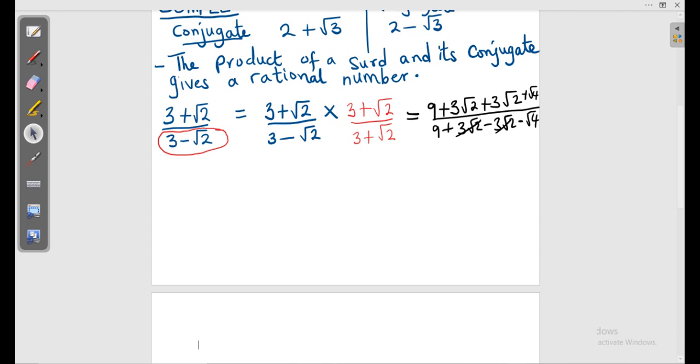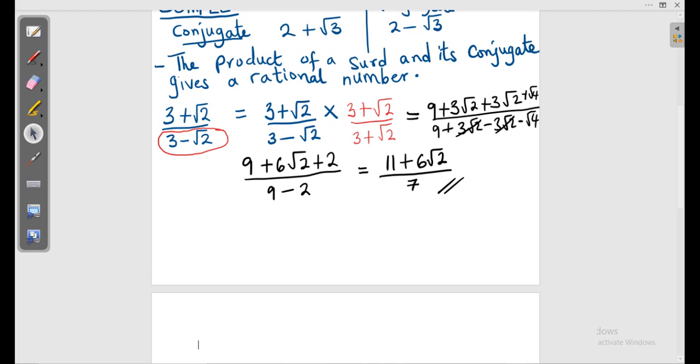3 root 2 will cancel this out and we'll be left with what? 9 plus 6 root 2 plus 2, divided by 9 minus 2. And this will give me 11 plus 6 root 2, divided by 7.